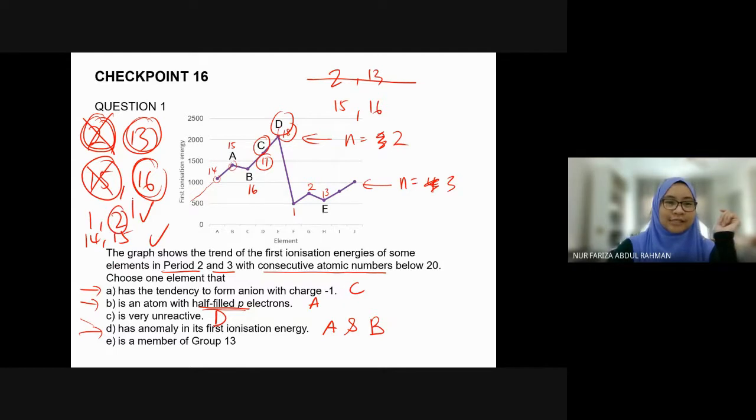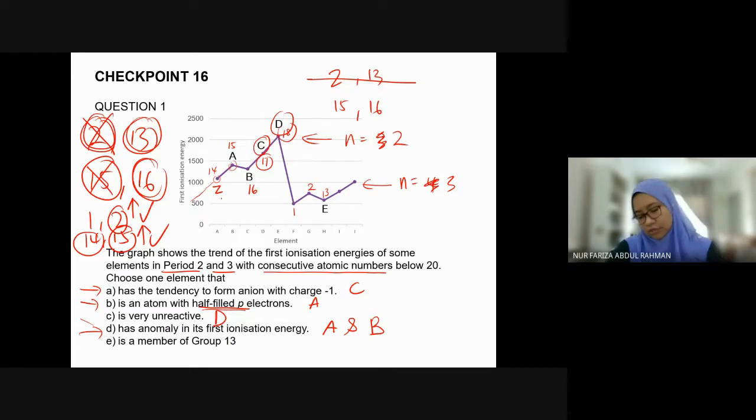Sebab 2 is higher than 1 in terms of ionization energy. 15 is higher than 14. Still follow the trend. Tapi dia tak follow trend bila we compare 2 and 13, 15 and 16. So that is what we call anomalies dekat situ. That's why bila kita kena highlight tu, kita kena highlight A dengan B. Kalau kita highlight A dengan katalah this is Z, there's no anomalies dekat situ. Dia follow the normal trend.